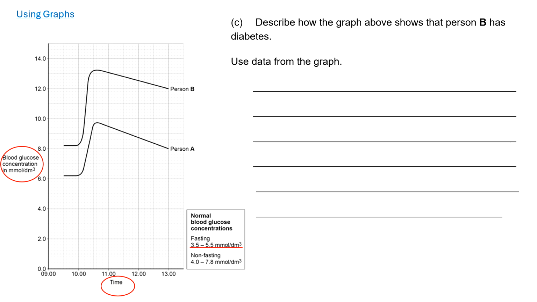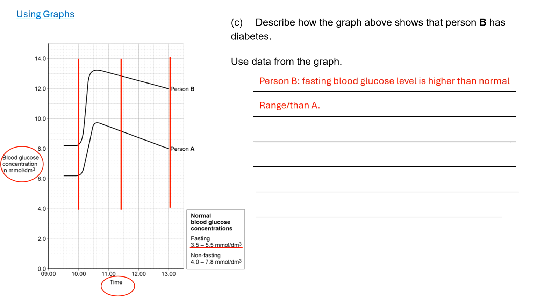Be methodical when you're answering a question like this. What's happening at the beginning, what's happening in the middle of the graph, and what's happening at the end. In this question, we can see at the beginning of the graph, person B's blood glucose concentration level is higher than person A, and equally it's higher than the fasting range in the key.